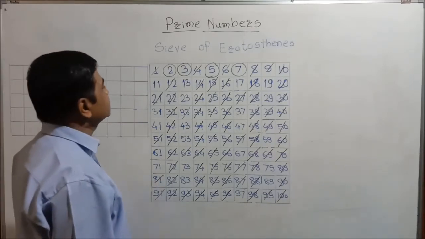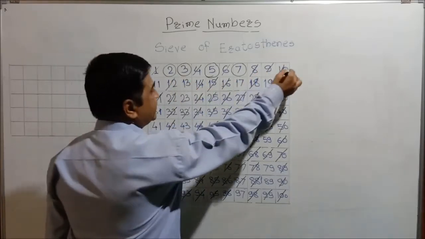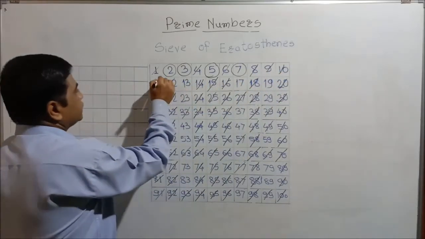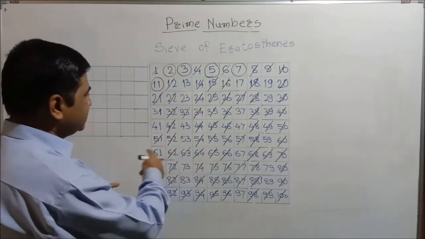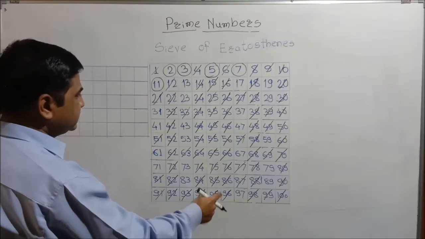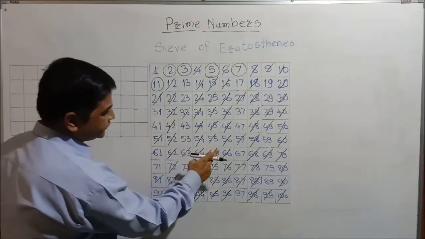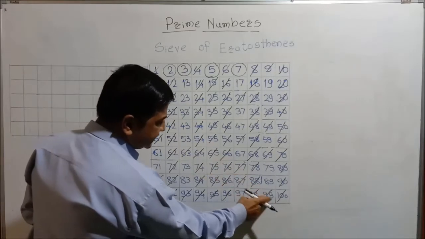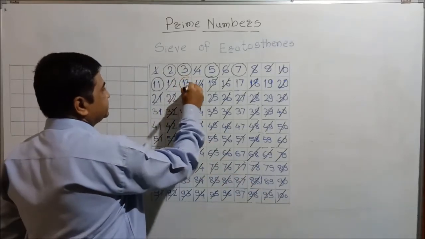Okay, what to do next? We are looking for the next prime number. Already all the composite numbers we have crossed. What is the next prime number? It is 11, and we will find out whether any multiple of 11 is remaining. For example, 11, 22, 33, 44, 55, 66, 77, 88, and 99. They are already crossed. What about 13?